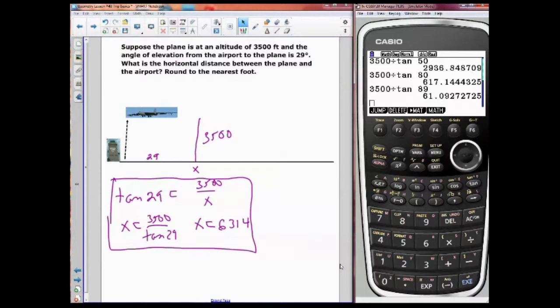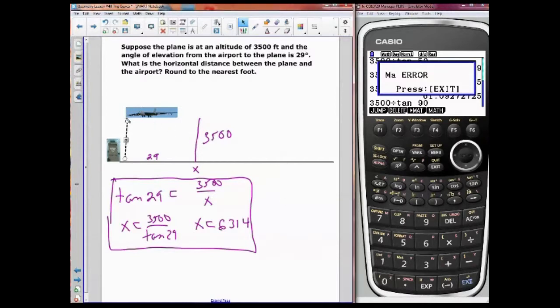And you're probably wondering, what if I put 90 in there? Watch this. 3,500 divided by tangent of 90 gives me an error. You know why? We can't divide by 0. So that means he's straight up and down, 0 feet away. Knock it out. So this is actually a pretty good illustration of what trig does for us.